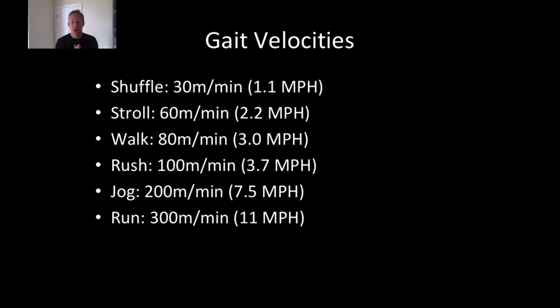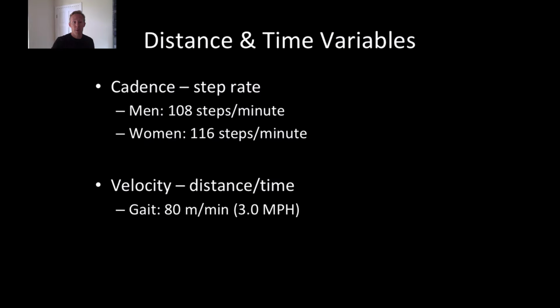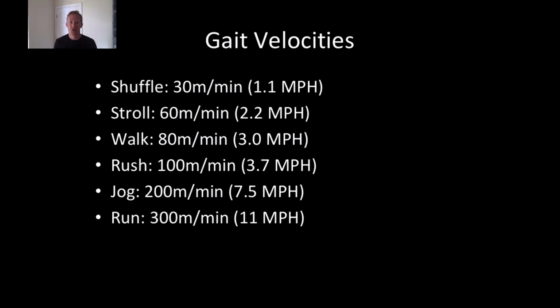Gait velocity is just for other things, 80 meters per minute for walking, things like shuffle, stroll. Some of these are kind of funny. What exactly is a shuffle and a stroll? But maybe the other ones, like a jog is about 200 meters per minute, or if you're looking at a 7.5 mile per hour jog. Running up to 11 miles per hour, we could say is about 300 meters per minute, just to give you a reference of how those compare to a normal walking velocity.